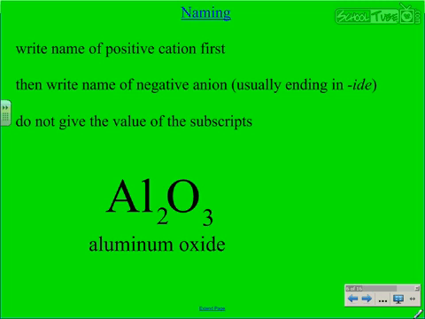So, naming. Write the name of the positive cation first. The positive ion always goes first, both in the formula and in the name. So you just write the name of the positive cation first, and then you write the name of the negative anion, and you're done. Don't worry about the subscripts. Aluminum oxide.